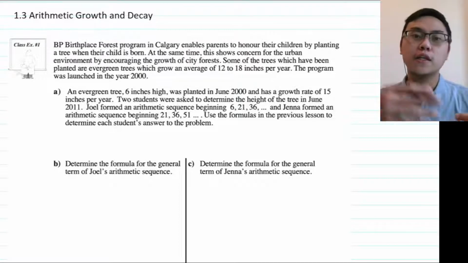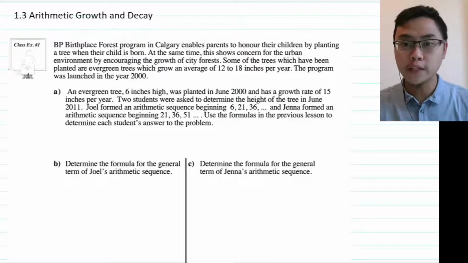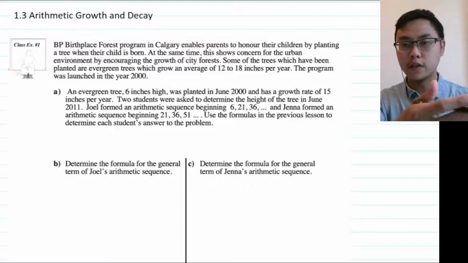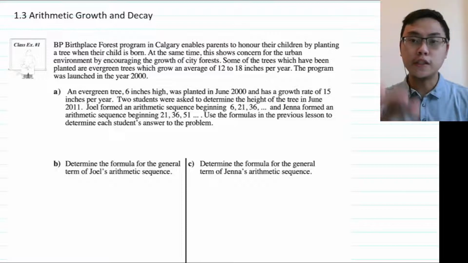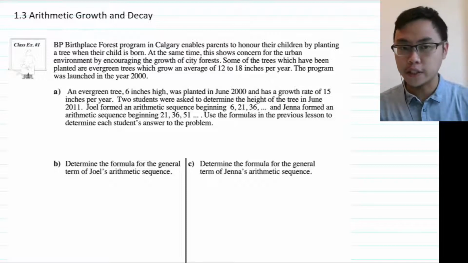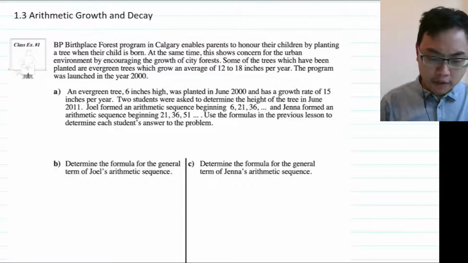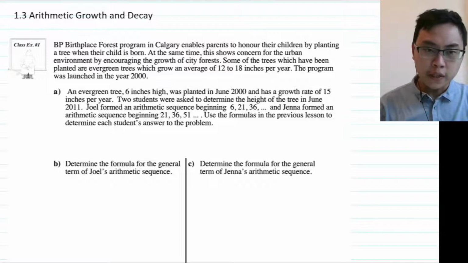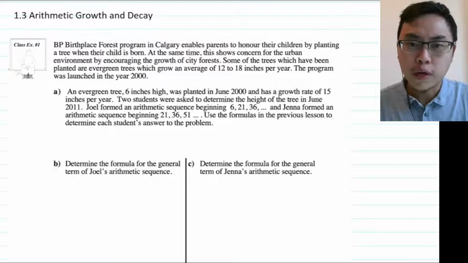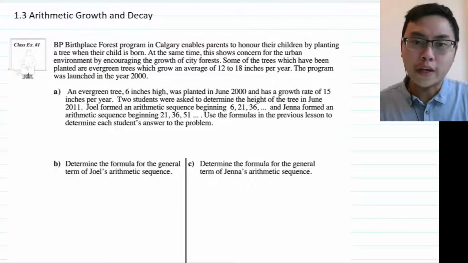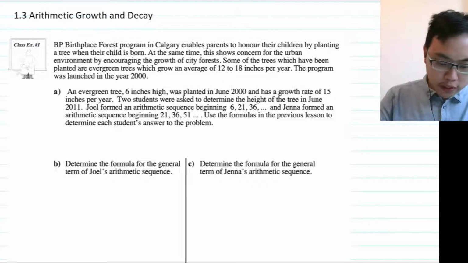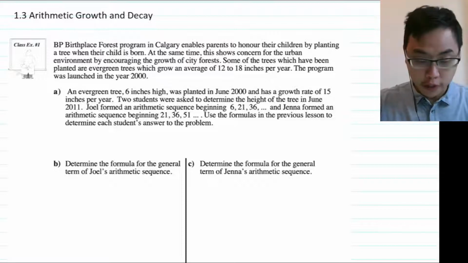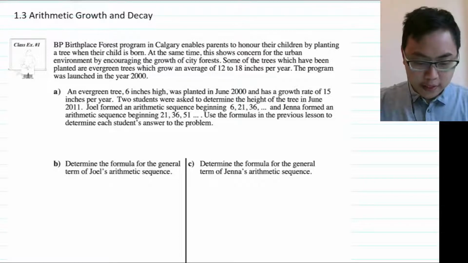Growth is for things that continue growing at the same rate every single year, and decay is when the number decreases by the same amount every single year. So let's have a look at the first example. It says here there's a forest program in which some trees grow an average of 12 to 18 inches per year. And the situation is an evergreen tree over here is 6 inches high.